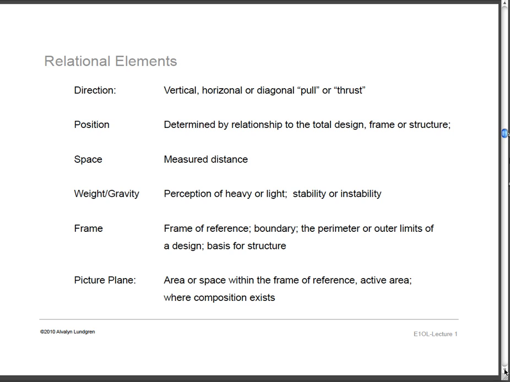So a frame is the actual edge of the design, and within the frame is the picture plane. The picture plane is where you actually compose your design. So frame is the boundary of the picture plane, and the picture plane is everything within the frame. It's kind of like the frame is the fence, and the picture plane is everything inside the perimeter of the fence.